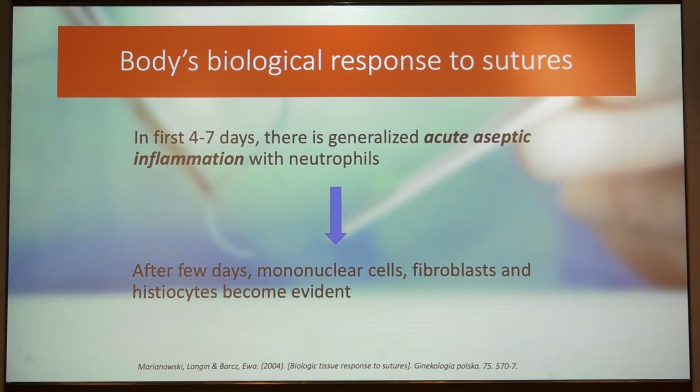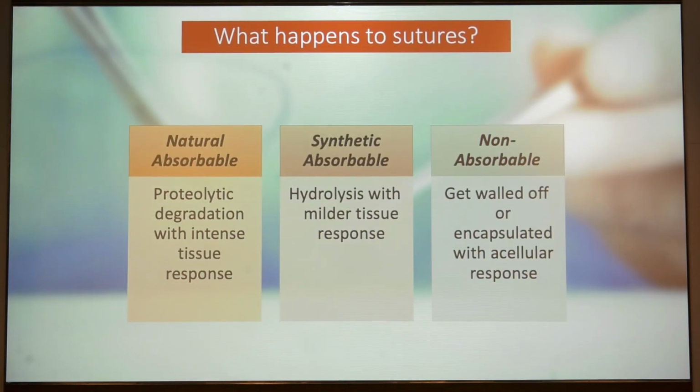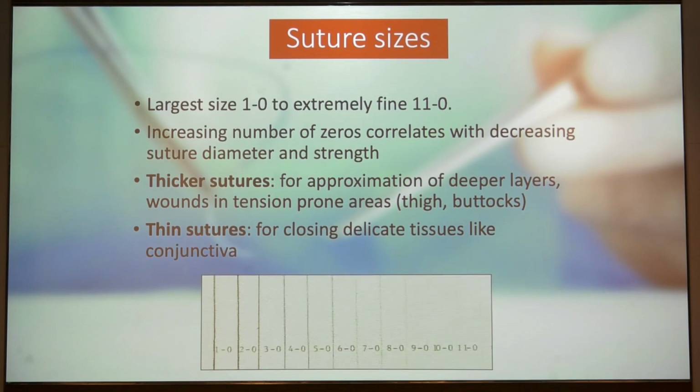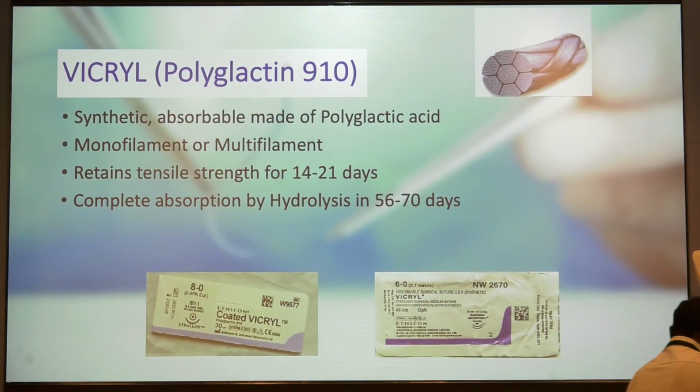So the body has a natural response to sutures, and the natural absorbable ones, they undergo proteolytic degradation with more of a tissue response. The synthetic absorbable ones undergo hydrolysis with a milder response, and the non-absorbable ones, they get walled off or encapsulated with an acellular response. So these are things which are very commonly used by oculoplastic surgeons, Vicryl, Prolene, nylon. And the suture sizes, 1-0 being the largest and 11-0 being the finest. We don't generally use 11-0 in our oculoplastic practice.